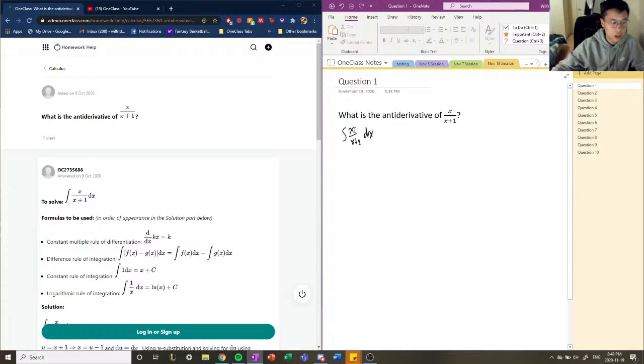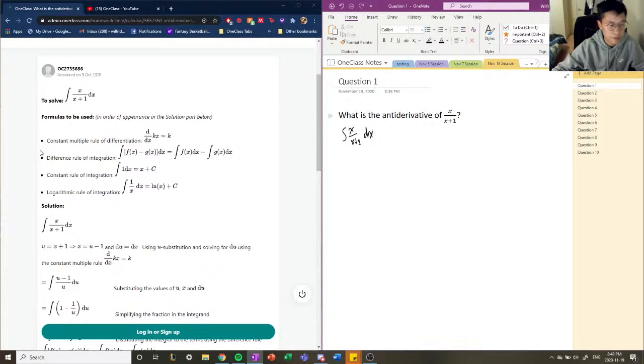So the junior tutor stated the formulas that will be used. They stated that they'll be using the constant multiple rule of integration, which states that a constant multiple in front of a variable will be integrated like so. The difference rule, so the integral of a function subtracted by a function can be split up into two different integrals. The constant rule of integration would suggest that a constant that's integrated will produce a variable plus another constant, and the logarithmic rule of integration, which states that the integral of 1 over x is equal to ln of x plus a constant.